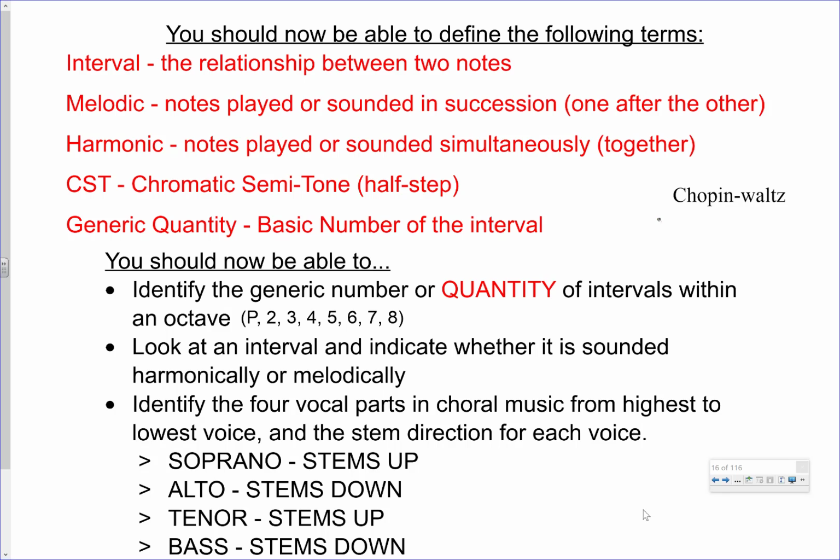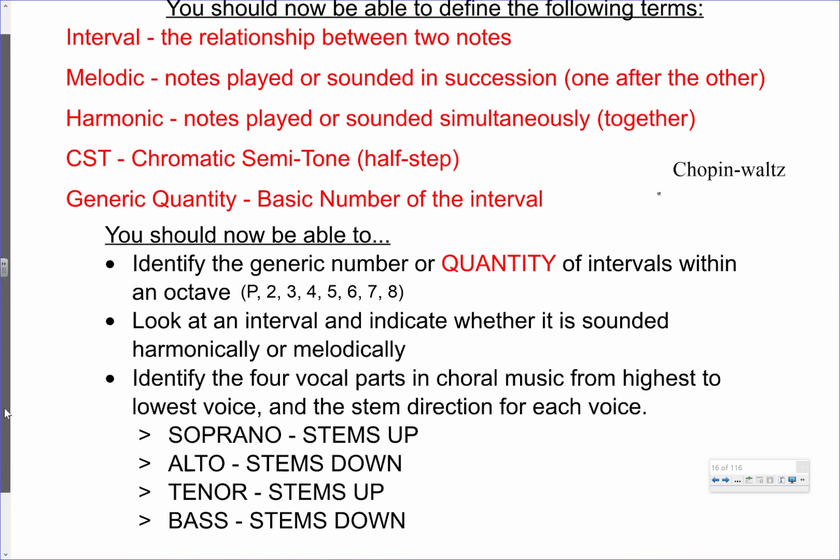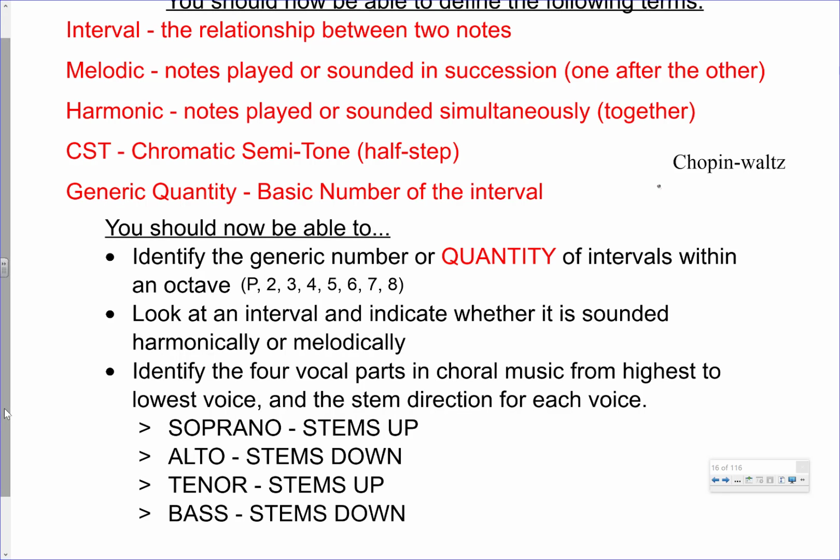And you should be able to identify the 4 vocal parts in choral music from highest to lowest voice, as well as the stem direction for each voice. So we have the soprano, stems up, highest voice. Alto, stems down. Both soprano and alto read in treble clef. Tenor, stems up. Bass, stems down. Bass, the lowest voice. Tenor and bass read in bass clef, although tenors do sometimes read in treble clef.